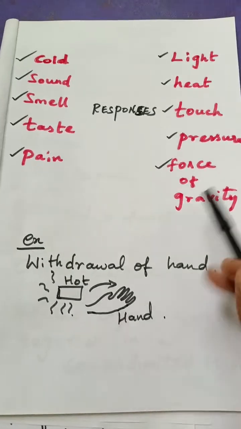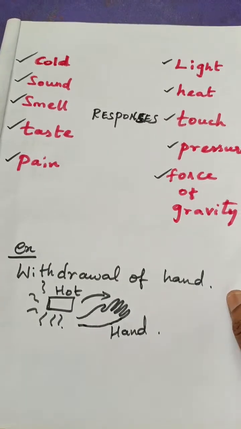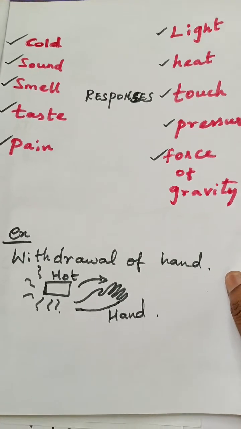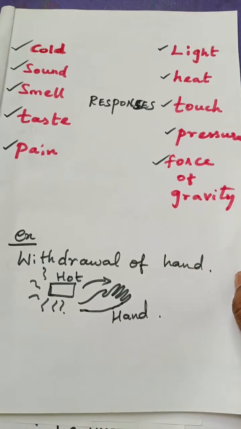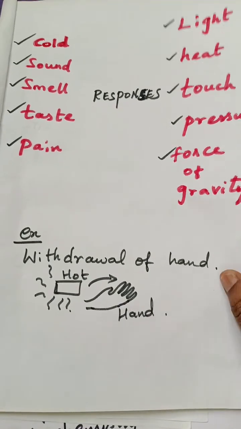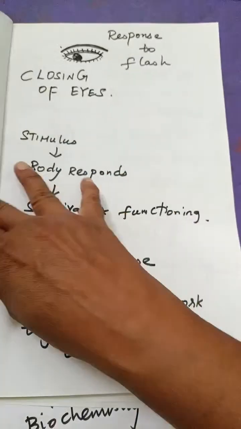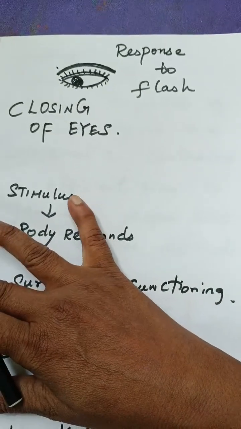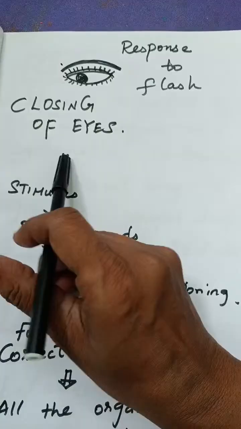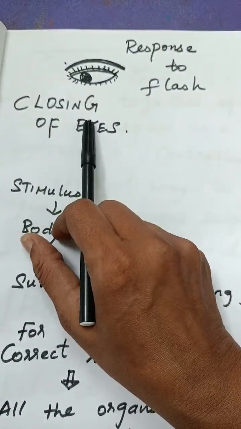Like this, we can give so many examples in our daily life. Life is an experience. Daily we will experience many things. We will learn many things in life, not only in school, not only in colleges. So next, another example is the response to flash. Your eyes will close when a bright light flashes on your eyes.